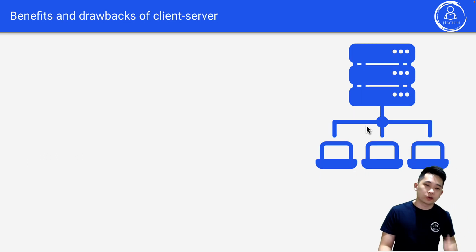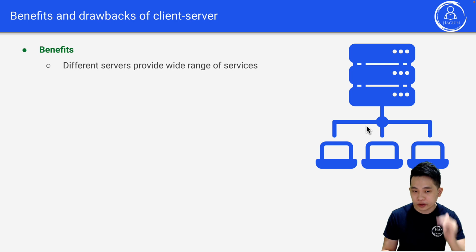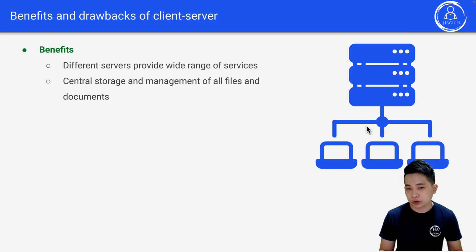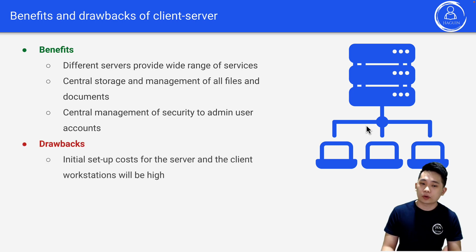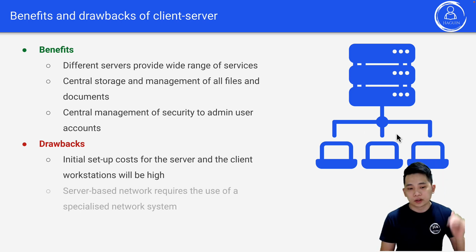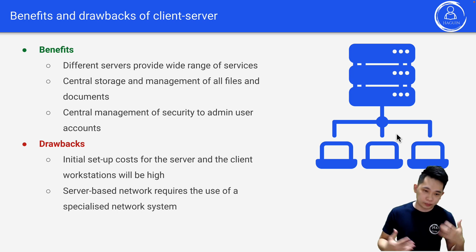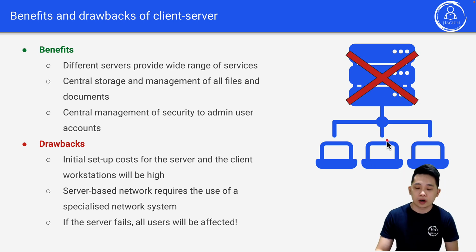Let's look at the benefits and drawbacks of client server. First of all, what are the benefits? You can have different servers that provide a wide range of services, as we've shown on the previous slides. Then we can do central storage and management of all the files and documents. You can do central management of security to administer user accounts. The drawback is that the initial setup cost for the server and the client workstations will be high, a bit higher in general compared to peer-to-peer. The next is that a server-based network requires the use of a specialized network system. The next is that if the server fails, all the users will be affected. If you look at the picture on the right here, if this server fails, it means that all the clients will not be able to access the services provided by the server.